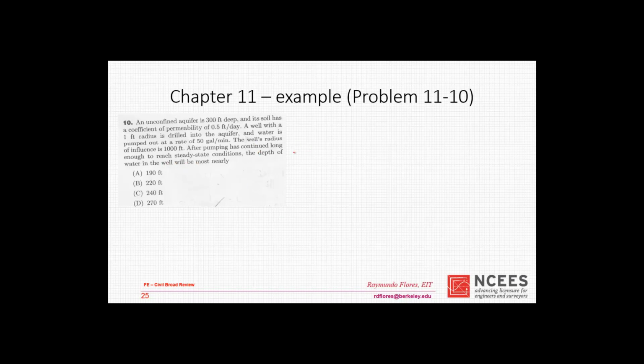When they say the well's radius of influence, they're talking about the point at which they think it levels off. So for all practical purposes, it starts when I say infinity, I have to be more specific. This is unconfined, right? So you're going to have this thing, right? And actually, let me.